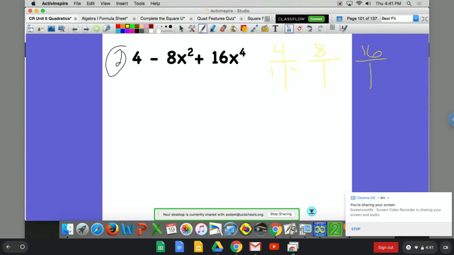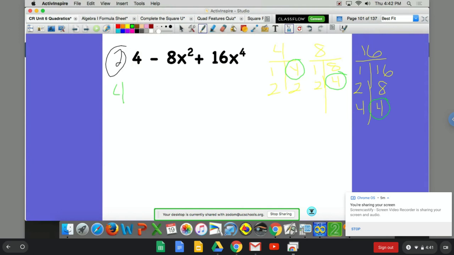So we got 1 and 4, 2 and 2, 1 and 8, 2 and 4, and that's it. So then we have 16, 1 and 16, 2 and 8, and then 4 and 4. So if we're trying to find our GCF, or our greatest common factor, between 4, 8, and 16, it looks like it's going to be 4. So we're going to factor out a 4.